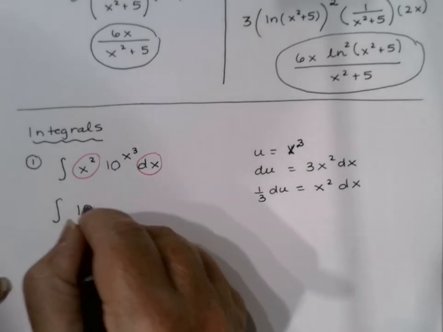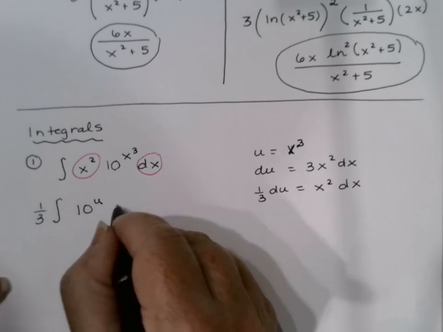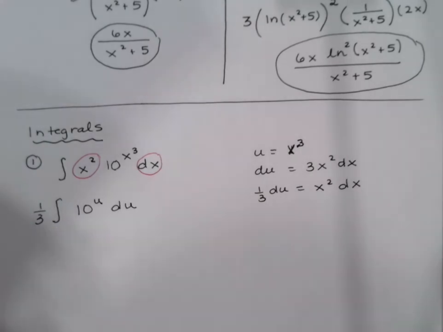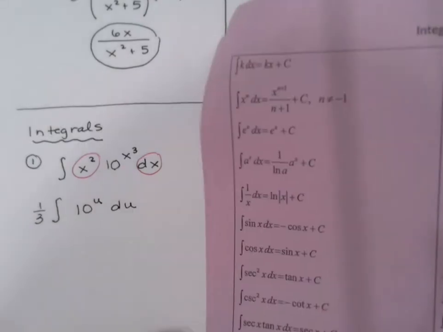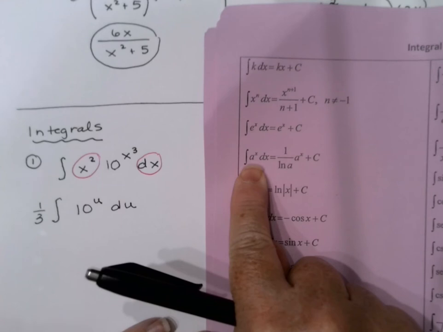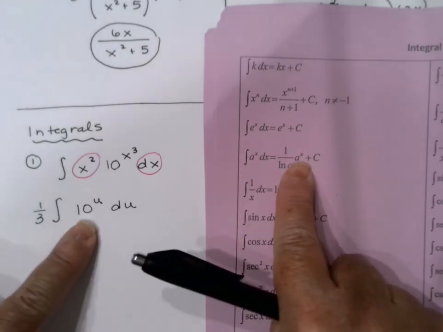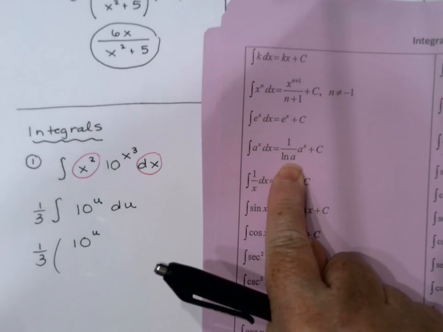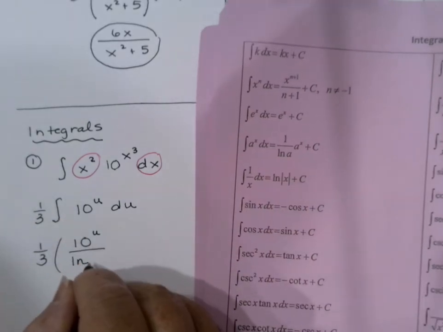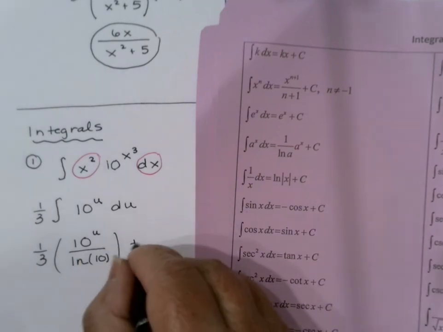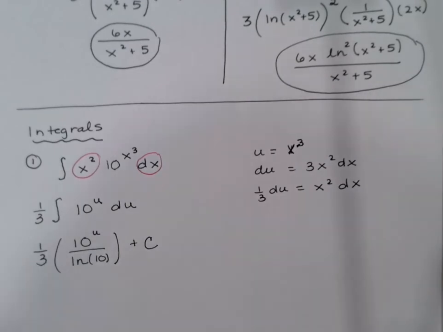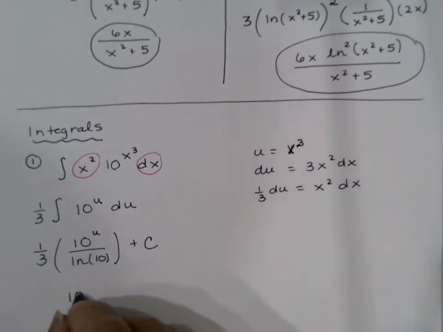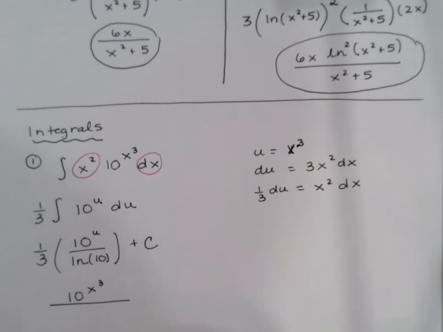So we've got 10 to the u, and then a 1/3 du. And since this one is not the natural exponential, or natural log function rather, probably need to look this one up. If I've got a base other than e, I do get the a to the x back again, so I am going to get the 10 to the u back again. But then I have to divide by ln a, so in this case that would be ln 10. So let's see. I would have 10 to the x cubed power over 3 natural log 10 plus c.